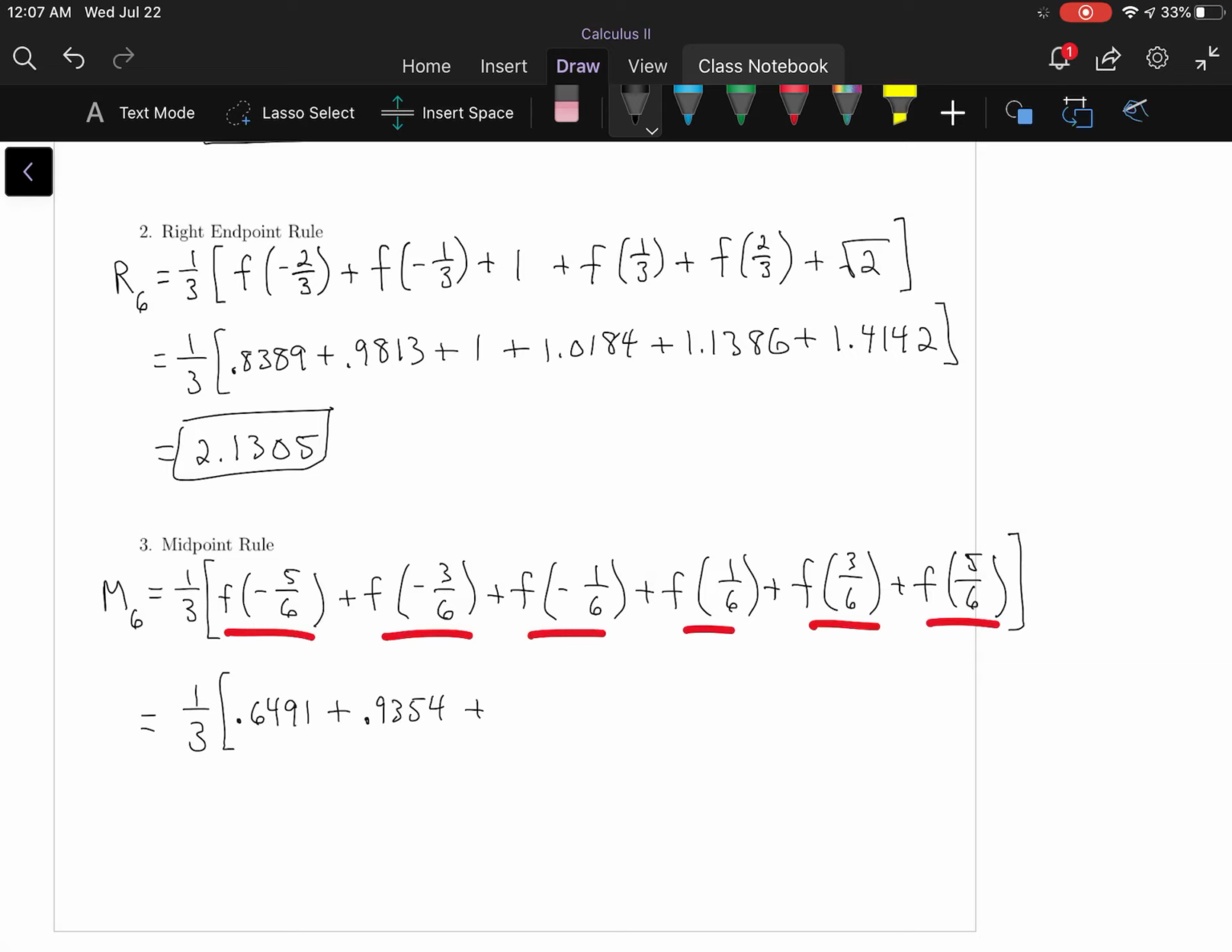At negative 1/6, you're about 0.9977. At positive 1/6, it's 1.0023. Then 1.0607 about. And finally, 1.2565.